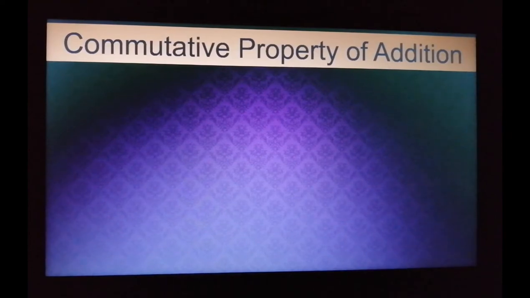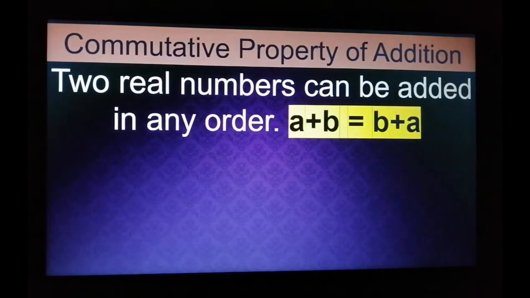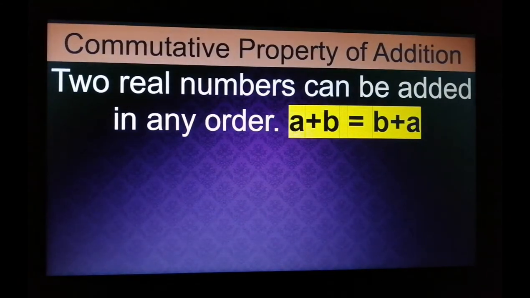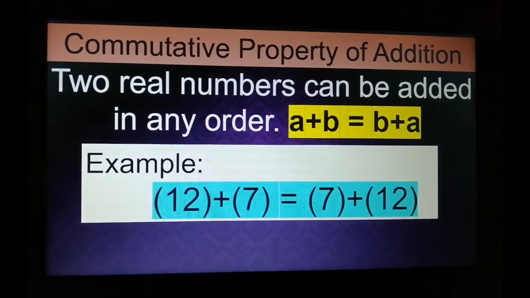Next, commutative property of addition. Two real numbers can be added in any order. A plus B is equal to B plus A. Let's have this example. We have here 12 plus 7 is equal to 7 plus 12. So, anong na-observe mo? Okay, correct.